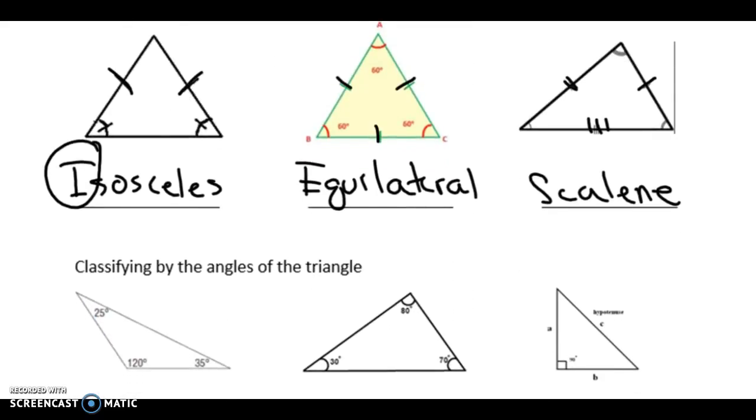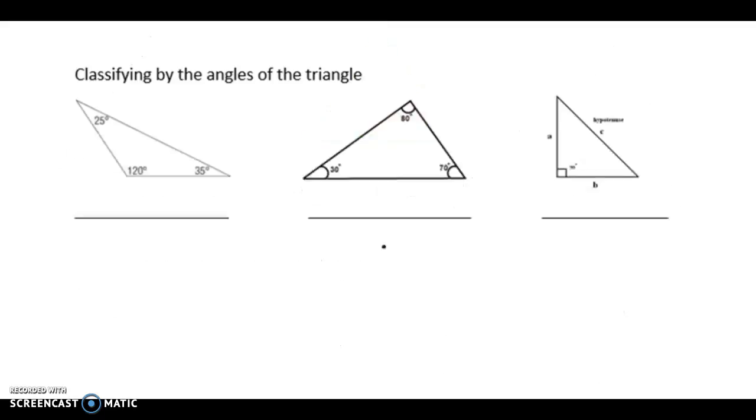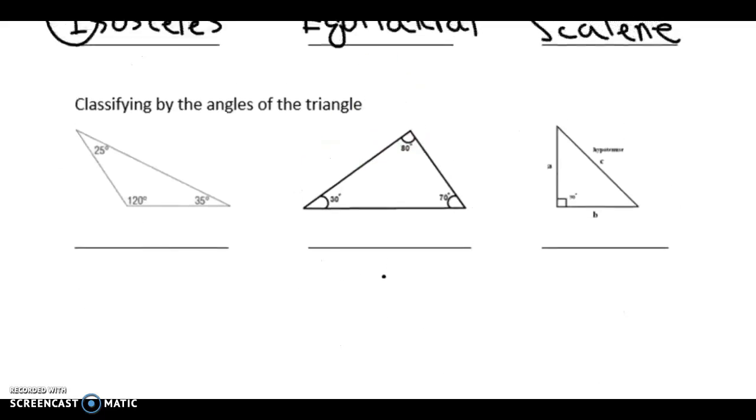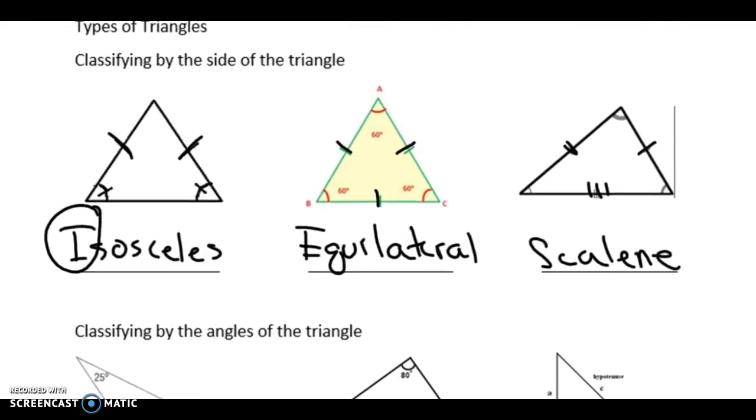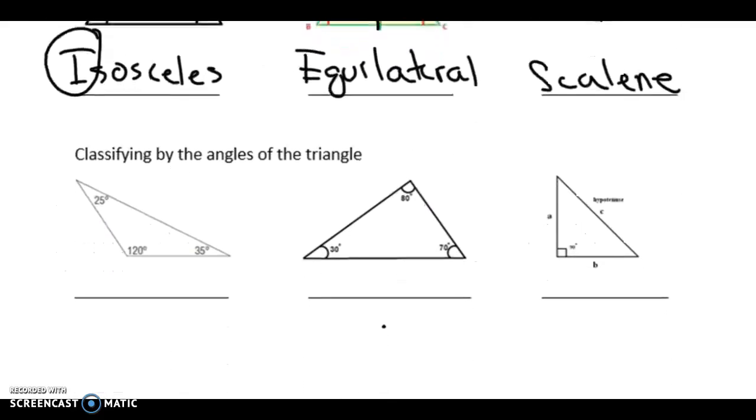All right, now let's look at the angles. Okay, we just classified them by their sides. Now we're going to classify them by their angles. Okay, the size of their angles. This first triangle here has a 25-degree angle, a 35-degree angle, and then it's got a 120-degree angle. That angle right there makes this an obtuse triangle. Okay, because that angle is greater than 90 degrees.